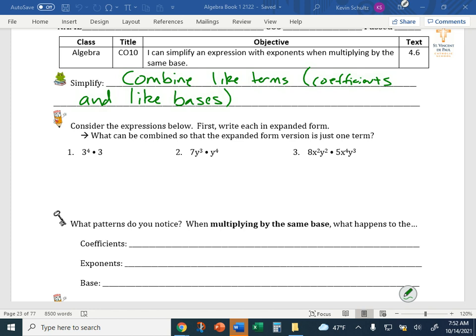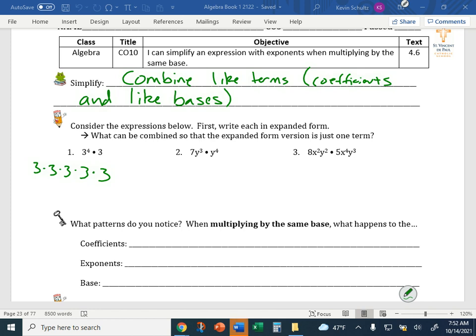Okay. So let's look at these 3 examples here. It says first, write each in expanded form. So 3 to the 4th times 3. That 3 to the 4th, like we looked at yesterday, is going to be like 3 times 3 times 3 times 3. We got 4 3s all being multiplied. And then we're multiplying to that 1 more 3.